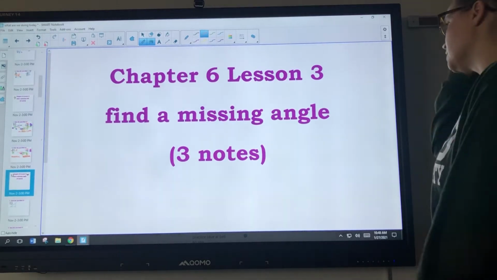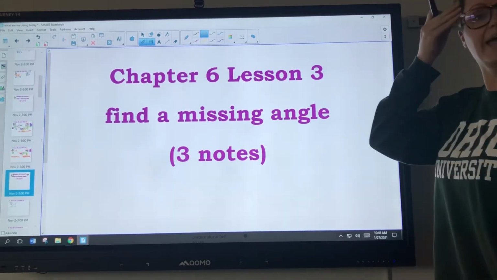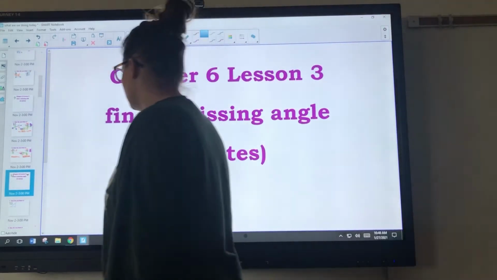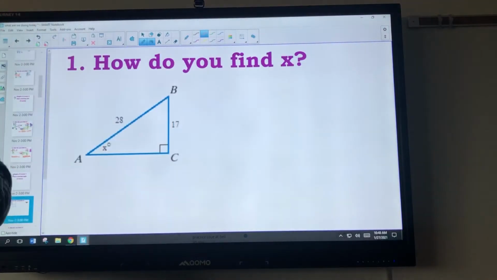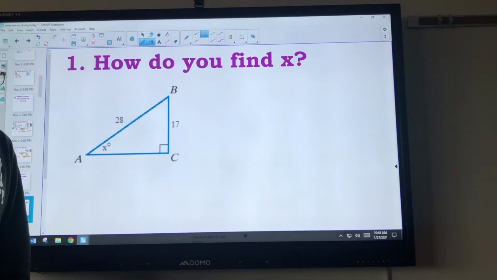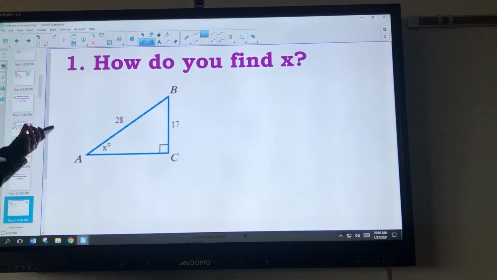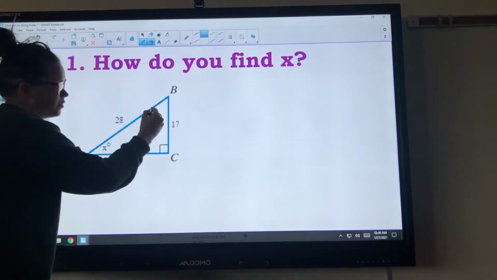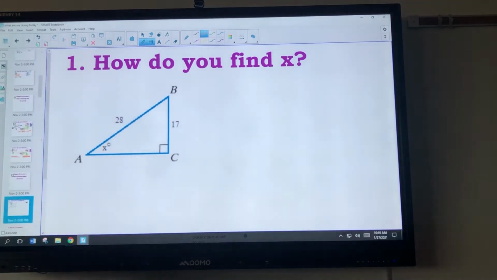Okay, and lesson 3 is about finding a missing angle. So normally to find a missing angle, you just take the other two angles and add them up and subtract from 180 to get it. But again, you can't do that trick here because you don't know this angle. So that's why you have trigonometry to figure those things out.